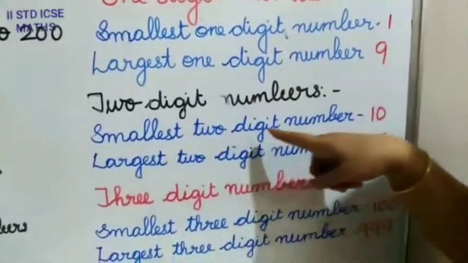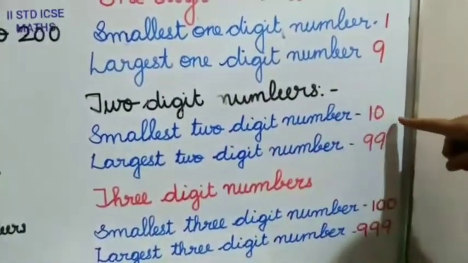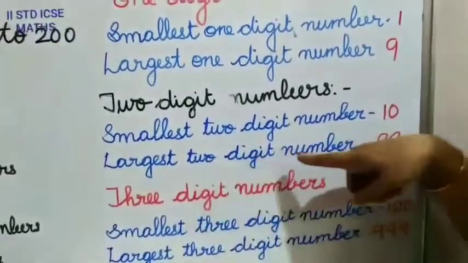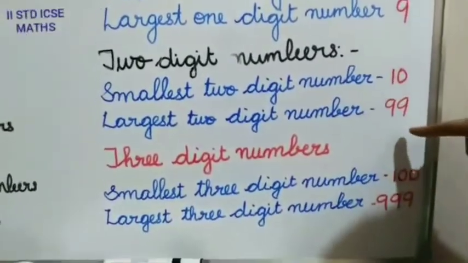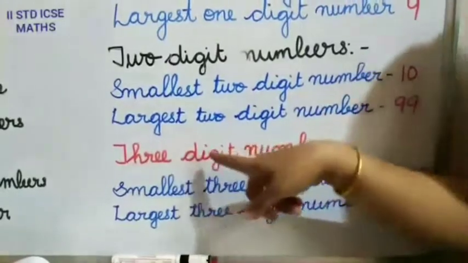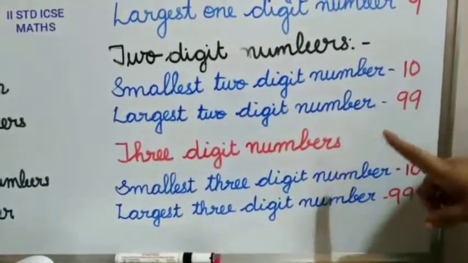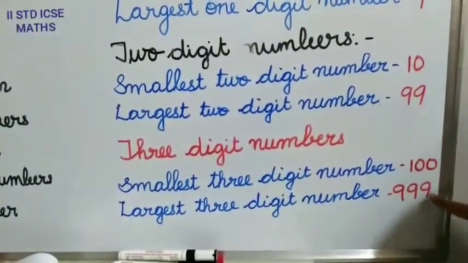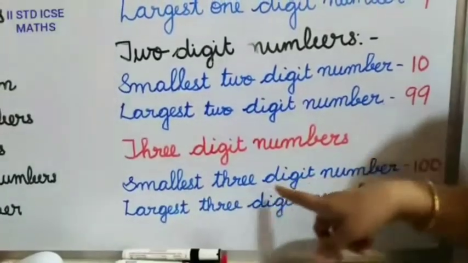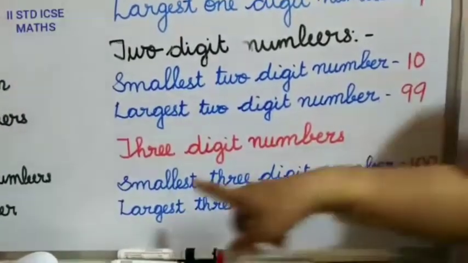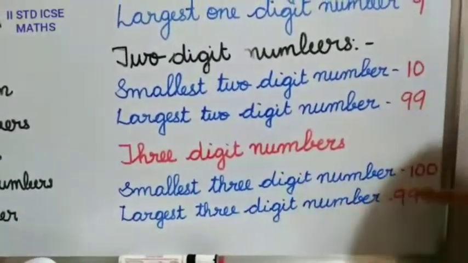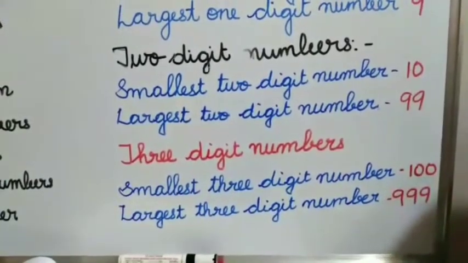And two digit numbers start from 10 to 99. Which is the smallest two digit number, children? That is 10. And which is the largest two digit number? That is 99. Okay, then three digit numbers start from 100 to 999. The smallest three digit number is 100. And the largest three digit number is 999.